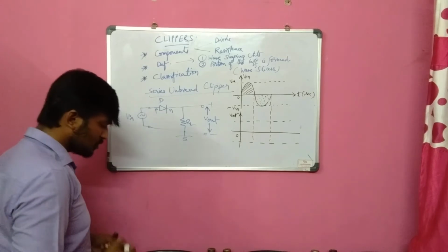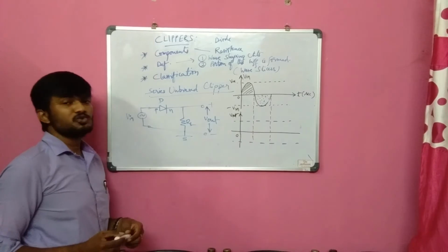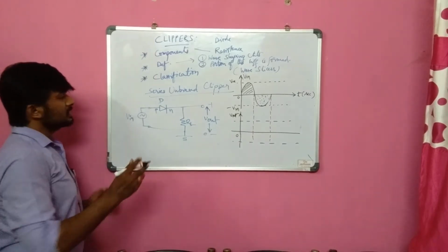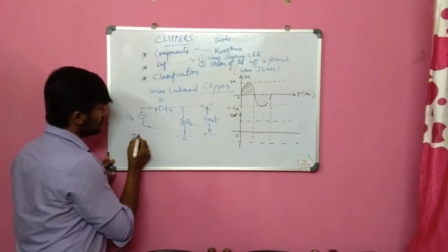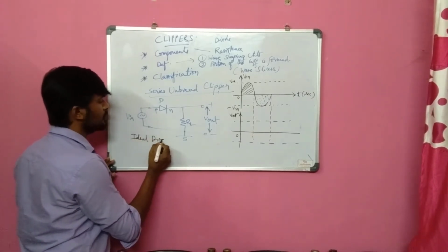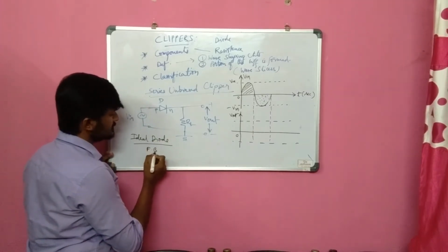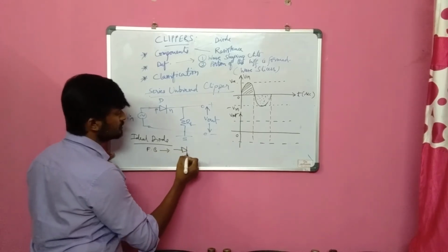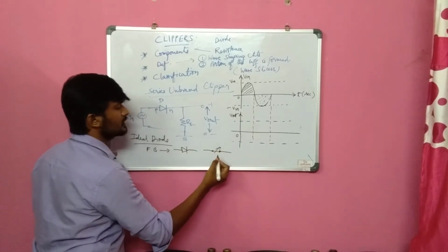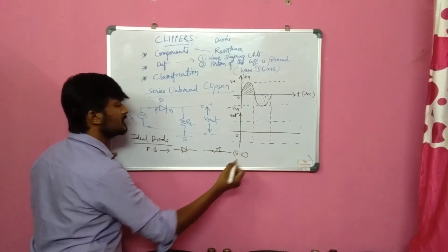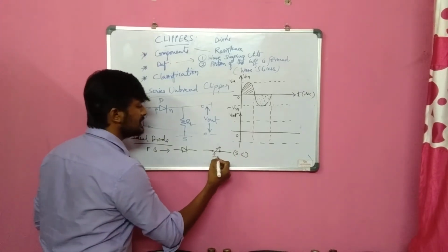Now let's see what happens for the positive half cycle and the negative half cycle. The positive half cycle means all are positive values, so the diode undergoes forward bias. Let me quickly say, for an ideal diode, remember this important point: in forward bias, the diode acts as a closed switch, that means a short circuit. So here current is flowing, I is existing.